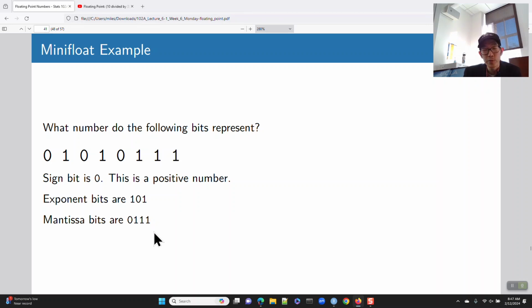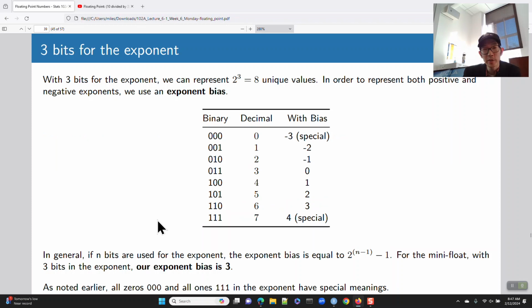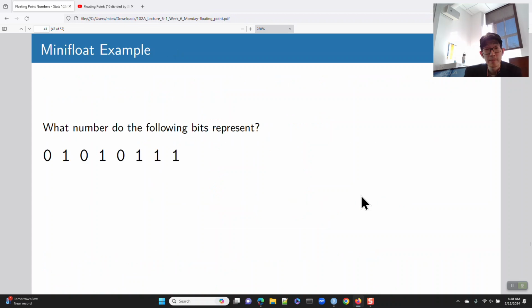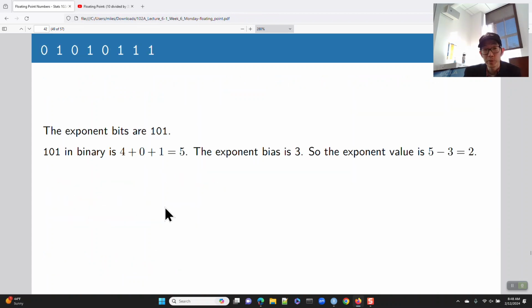For the exponent, I can go back to this table and say, if my exponent bits are 1, 0, 1, that corresponds to decimal value 5, and with the bias of -3, this corresponds to an exponent value of 2. But we can also figure this out ourselves. Exponent bits 1, 0, 1 in binary is 5. The exponent bias is 3. So our exponent value is going to be 2.